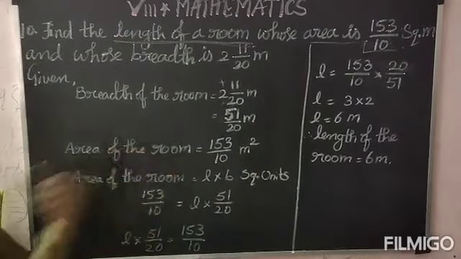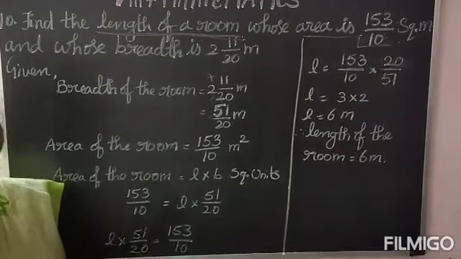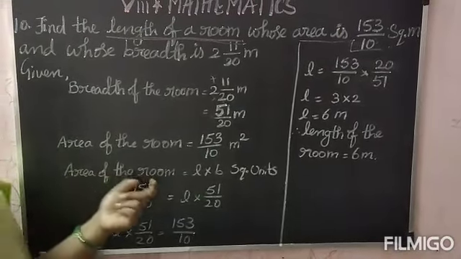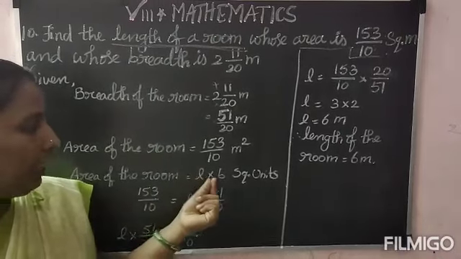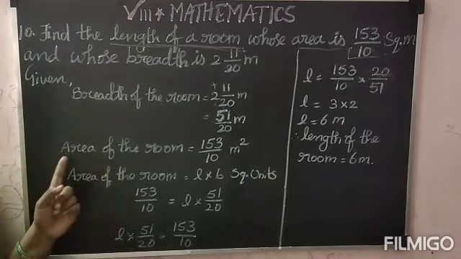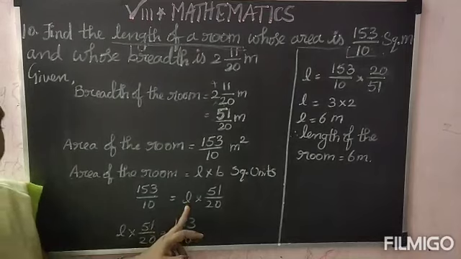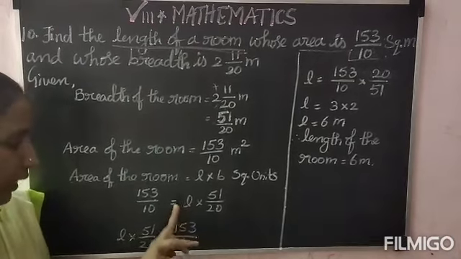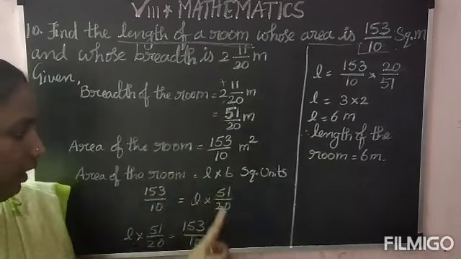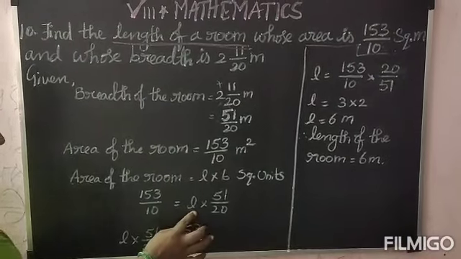We already know the room is in rectangle shape. What is the area of the rectangle? Length into breadth square units. So write the formula: area of the room equals length L into B square units. Now substitute the given values. Area of the room, substitute 153 by 10, equals L, the length we are going to find, as it is, into the breadth 51 by 20.